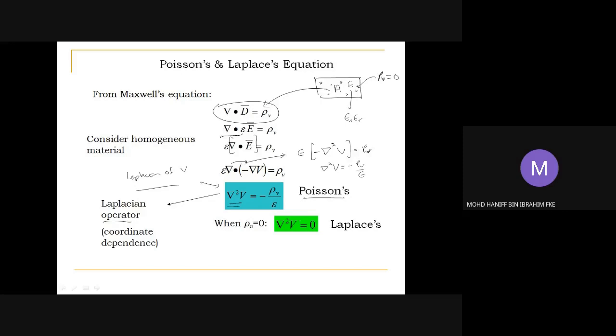Okay then. Hopefully you are clear regarding this concept of Poisson's and Laplace equation.